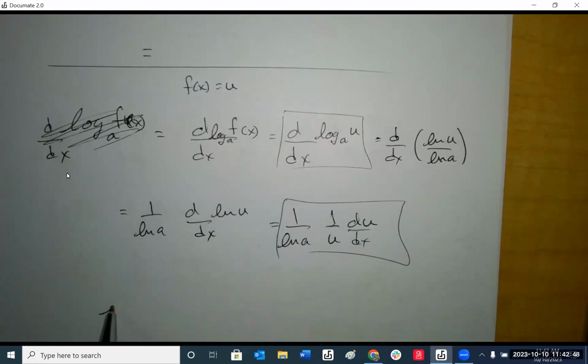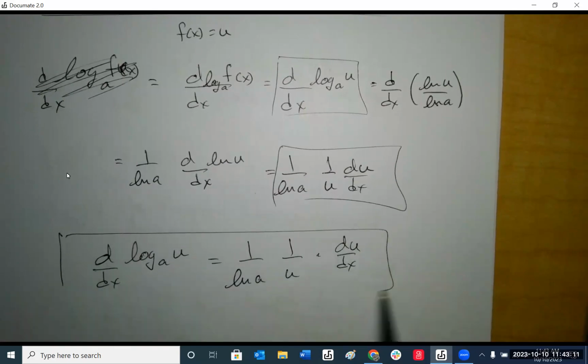When you have the derivative of a log base a of u, the answer is 1 over ln a, 1 over u times du with respect to x. This is the shortcut.